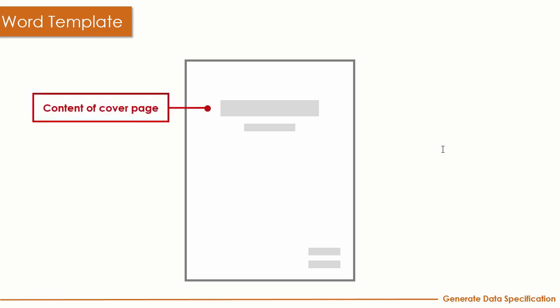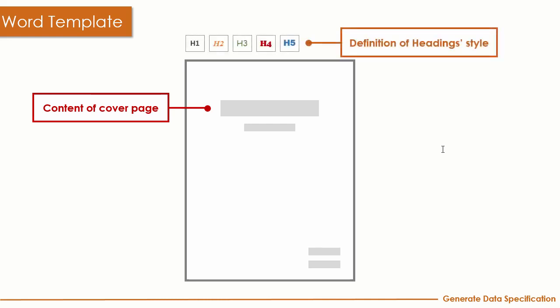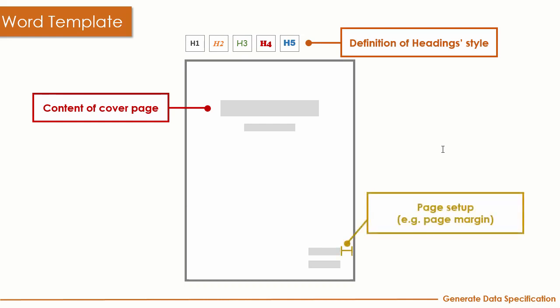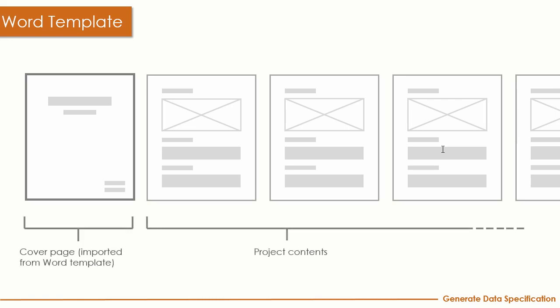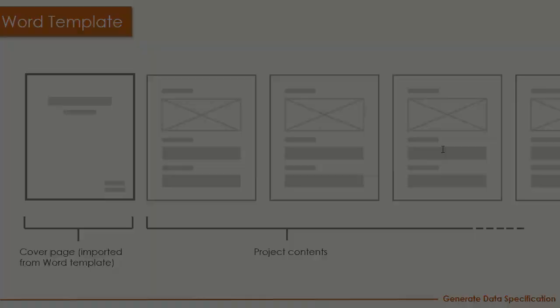The idea is you can specify a Microsoft Word file. Listen carefully, it is a Microsoft Word file, not a Word template file, it is the DOCX file. You can define the cover page, the header style of your document, and the page margin, etc. And then when you generate the documents, we will use your Microsoft Word file as the template. We call it a template, but actually it is only a Microsoft Word file. Then your cover page will be put at the beginning, and the content will follow in the rest of the document. Let me show you how it looks.